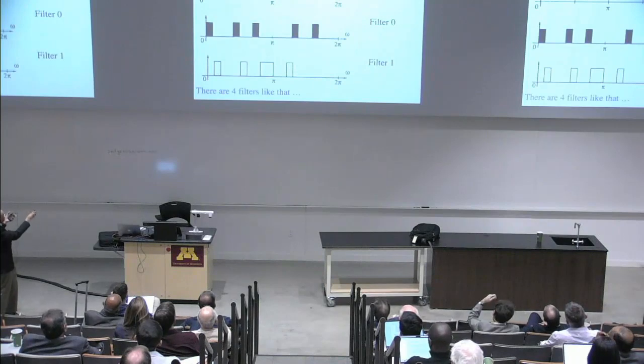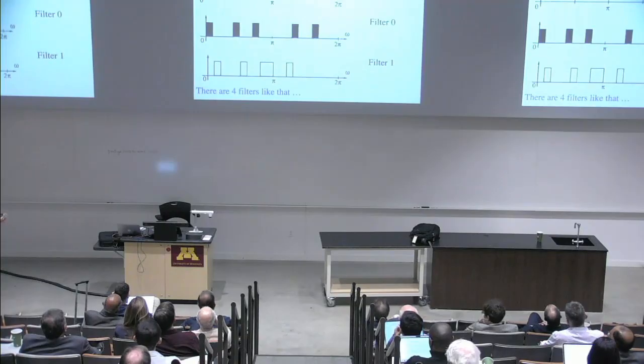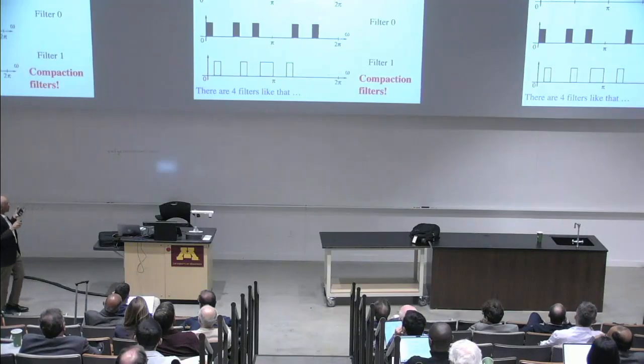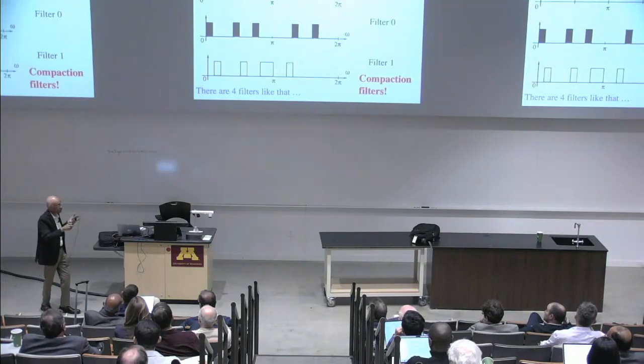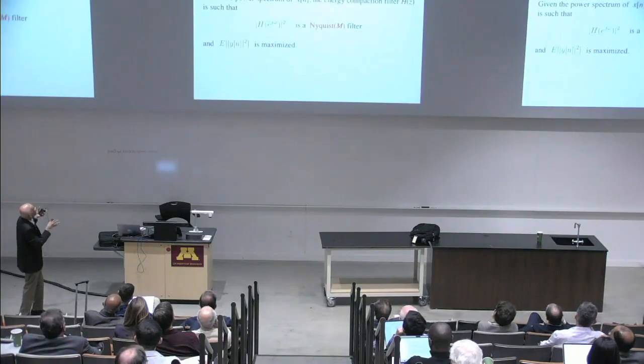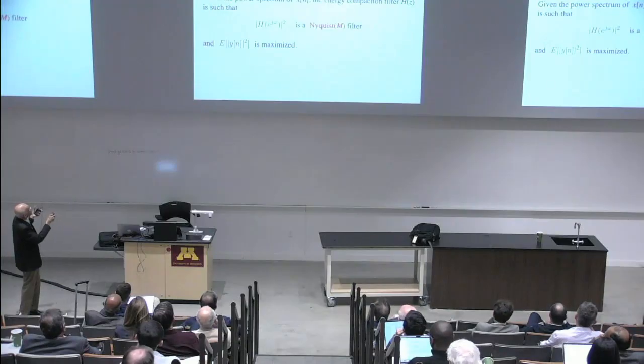The first one is the power spectrum. The second one is a couple of filters, out of the 4 filters in my example. These filters happen to be so-called compaction filters. Jurgis also mentioned compaction filters in his paper. What is a compaction filter? I'll just define it briefly: given the input power spectrum, find the filter that maximizes the output energy subject to a Nyquist constraint.